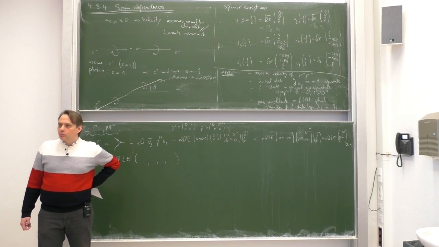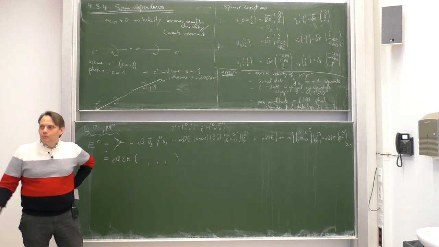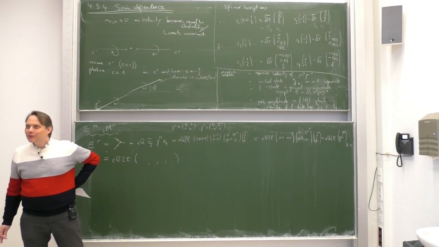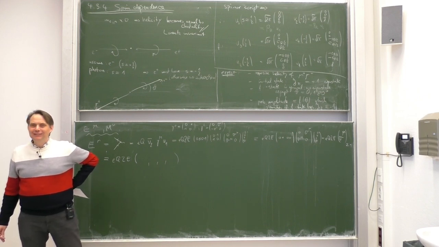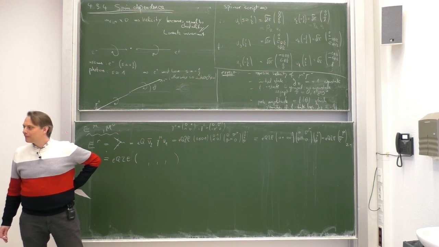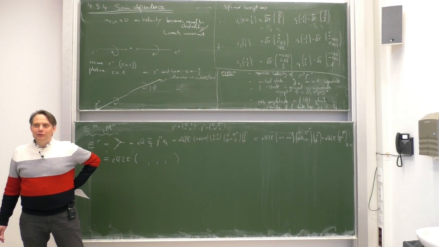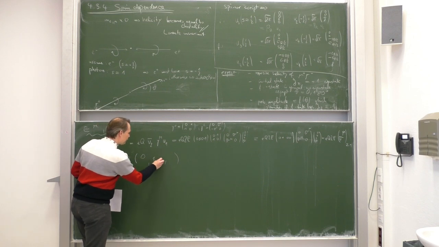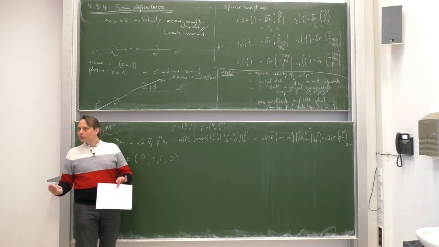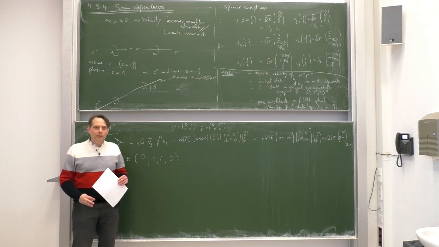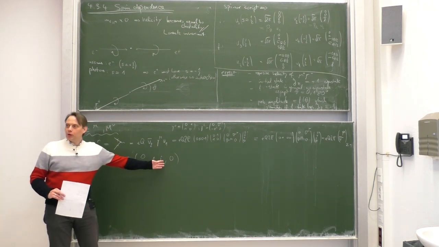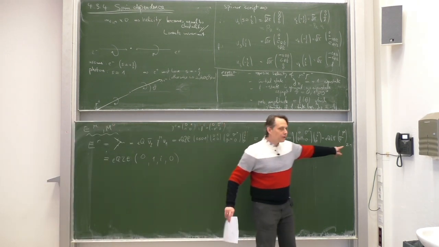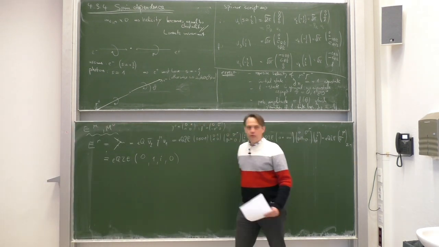Some of them are, for example, 0. Wait 5 seconds. Okay. Yes, 0, 1, i, and 0. You understand where it all comes from? The explicit entries of the Pauli matrix at position 2, 1. And therefore, we get this explicit value.